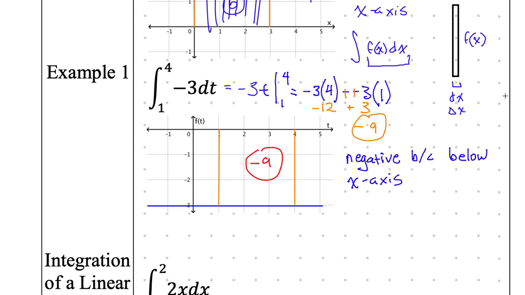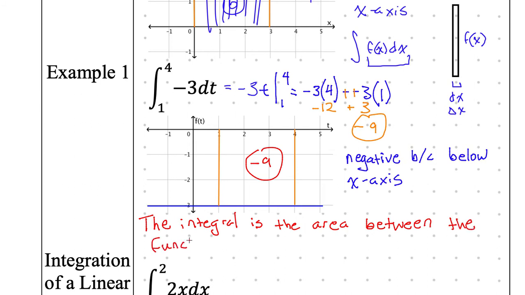All right, I've already said this once, but I'll say it again and I'll write it down. The integral is the area between the function and the x-axis. And I want you to be impressed. I want you to be puzzled.